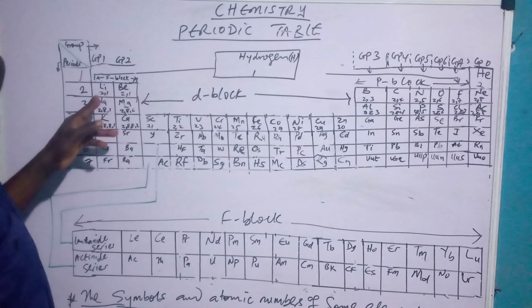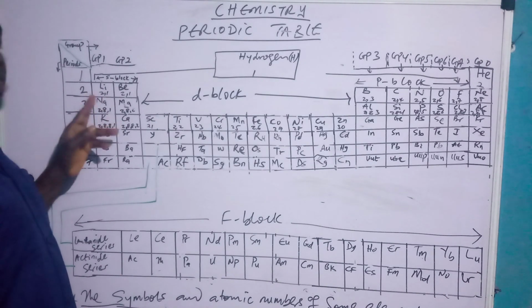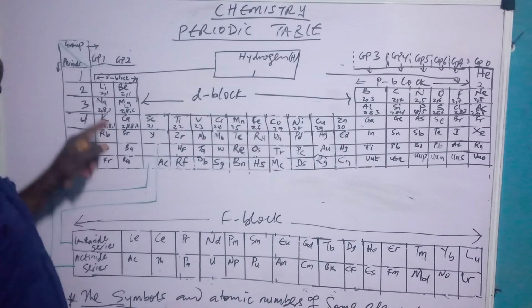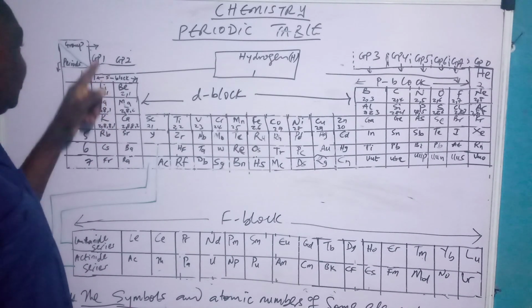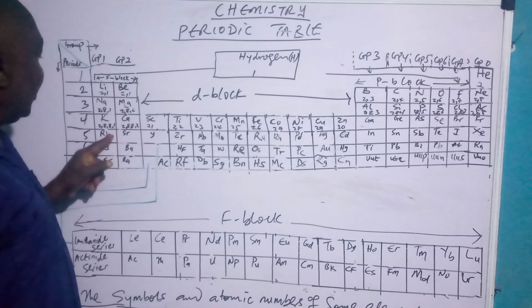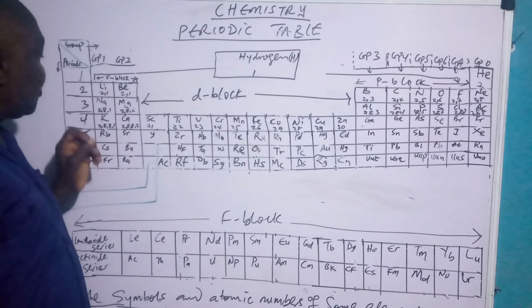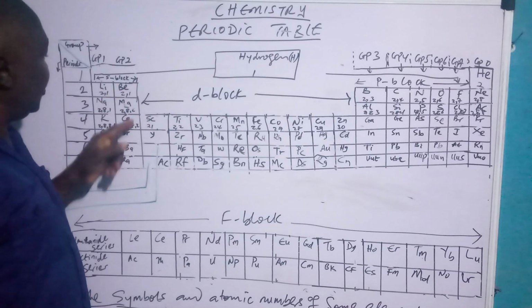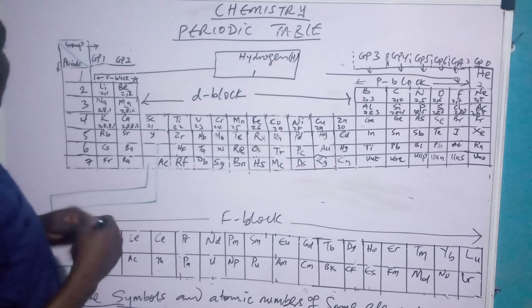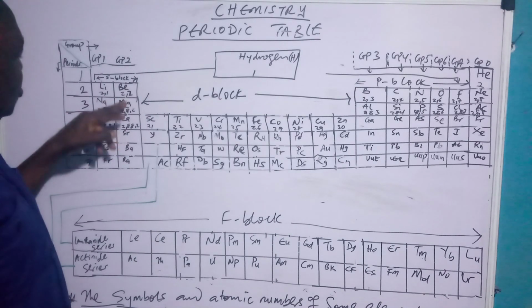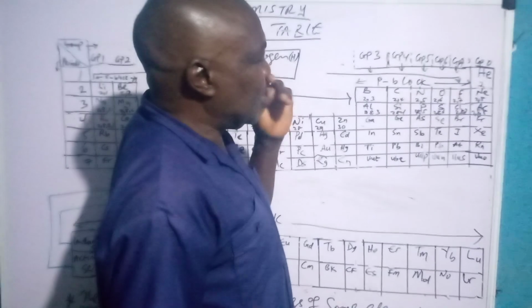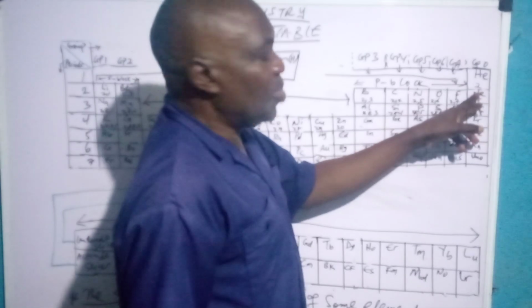So elements in the same group have the same number of electrons in their outermost shell. The outermost shell is also known as the valence shell. You can see this group 1, all of them have 1 electron in their outermost shell. Then you have group 2, all with 2. You have group 3, all with 3, like that, till you get to group O.